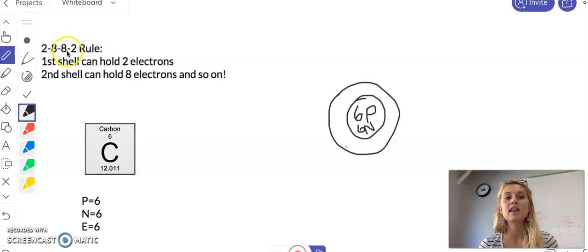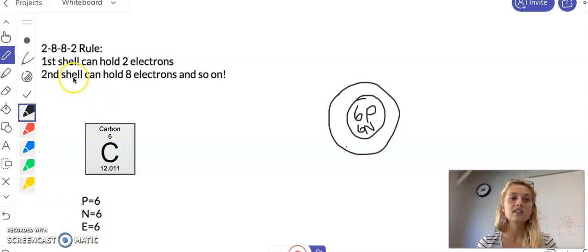So we have the 2-8-8-2 rule. This means that the first shell can only hold up to 2 electrons. The second shell can only hold up to 8 electrons. The third shell can only hold up to 8 electrons. And the fourth shell can, again, only hold 2. We're not going to go past the fourth shell because it does get more complicated. We really only need to work with certain elements in chemistry for this class's sake, so we're just going to stop there. But that makes it pretty easy. With the 2-8-8-2 rule, at least now I know how I can put my electrons in there.